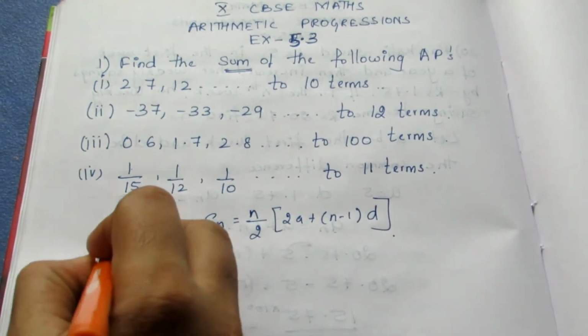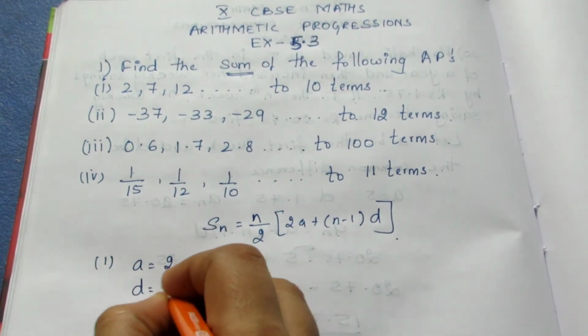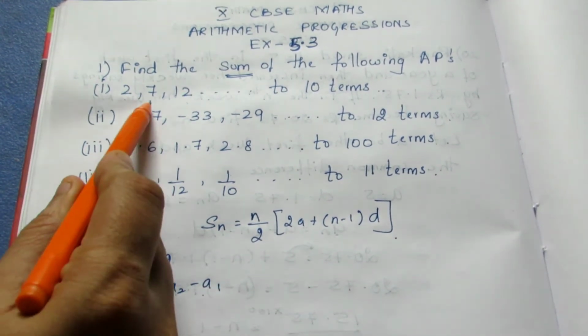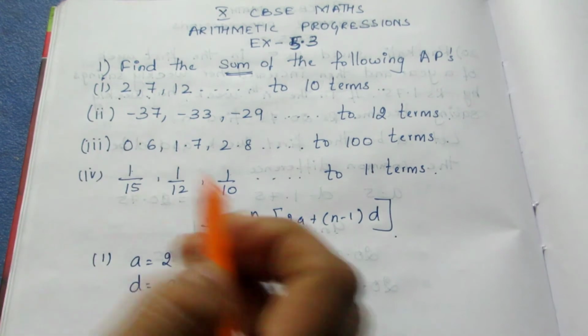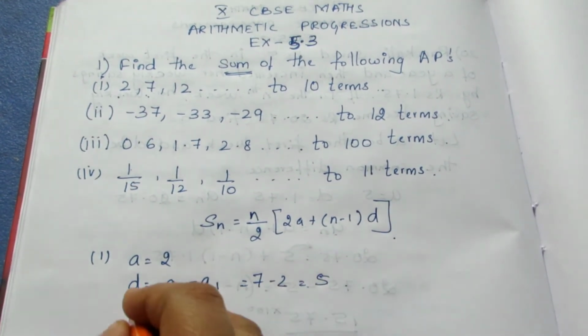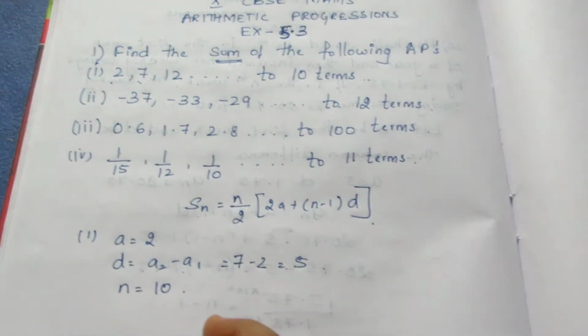For the first sum we know that a is equal to 2. d we need to find: a2 minus a1, that is second term minus first term. So 7 minus 2, which is 5. Here n is given, n is 10. So we need to find S10.